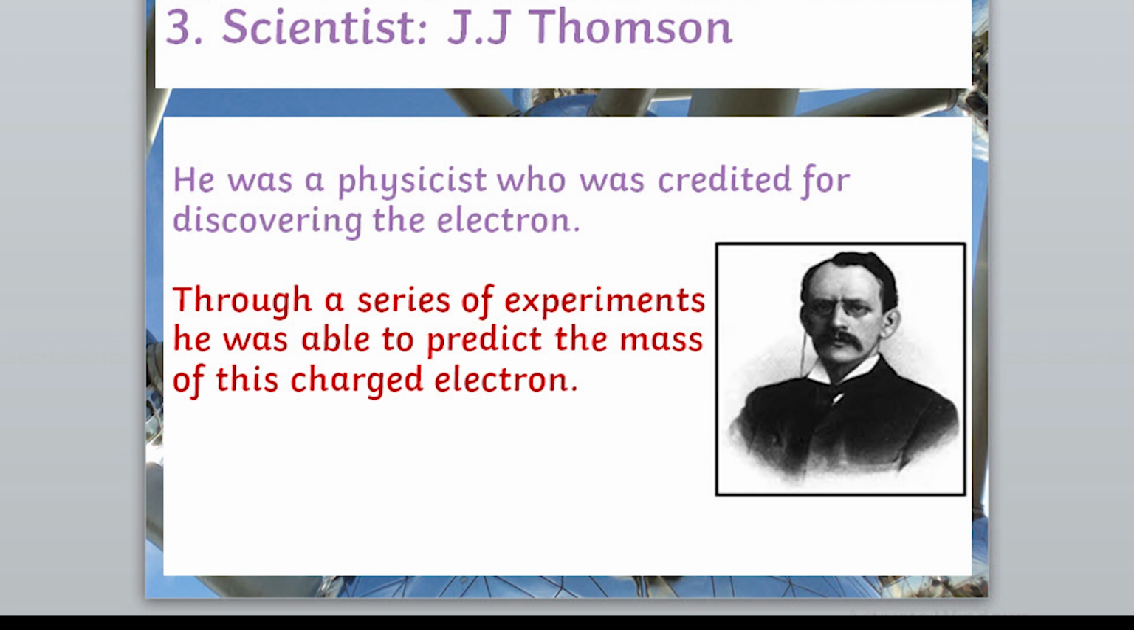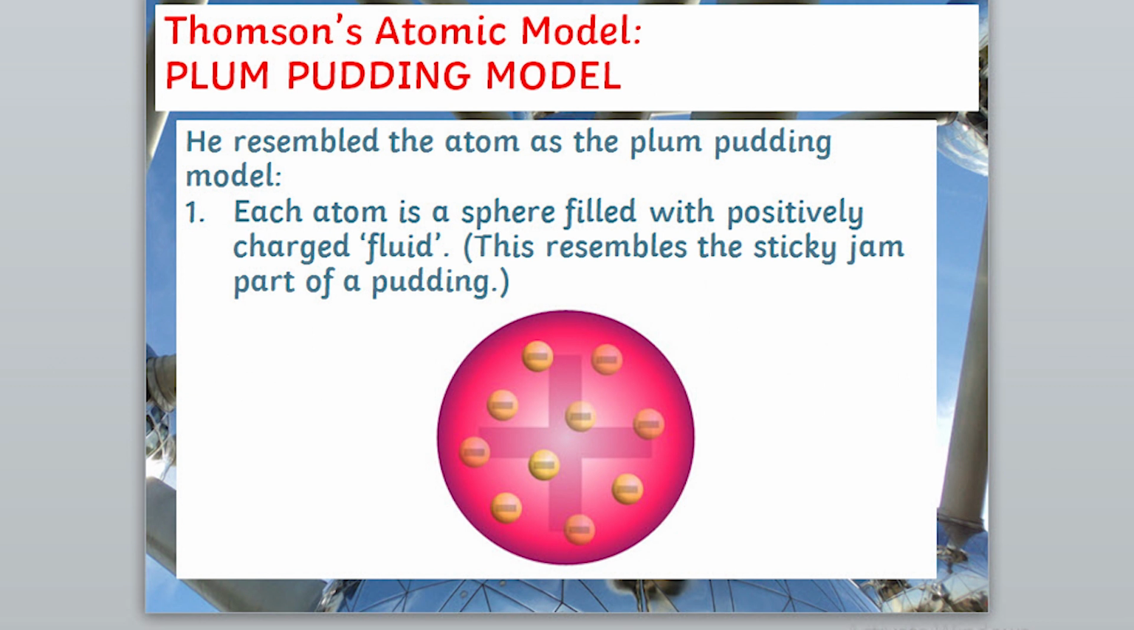The history of discovering the atom continues to reach 1897, where the scientist J.J. Thomson discovered the electron, and then he imagined the atom as a plum pudding. According to him, each atom is a sphere compared to a spherical pudding. This sphere is filled with positively charged fluid.